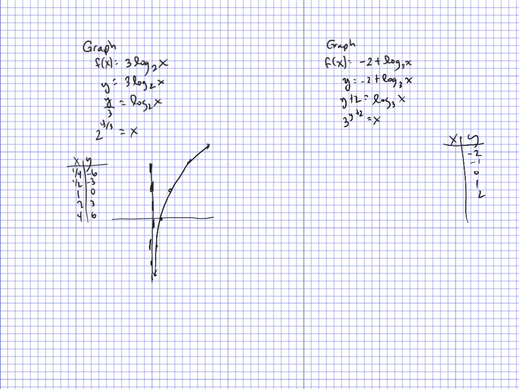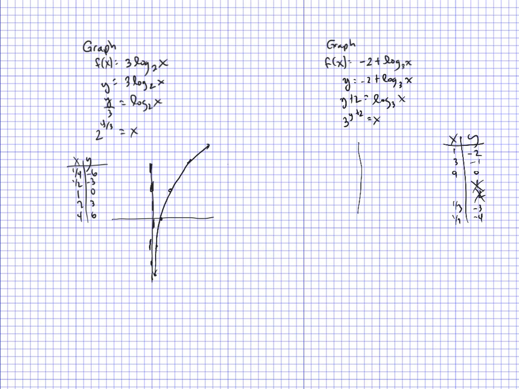If I plug in -2, I get 3 to the 0, which is 1. If I plug in -1, I get 3 to the 1st. Plug in 0, get 3 squared. Now those numbers are going to start looking big. So I think instead of plugging those numbers in, I'm going to plug in -3 and -4. So when I plug in -3, I get 3 to the -1st, 1/3. And then I get -4, I get 3 to the -2nd, which is 1/9.